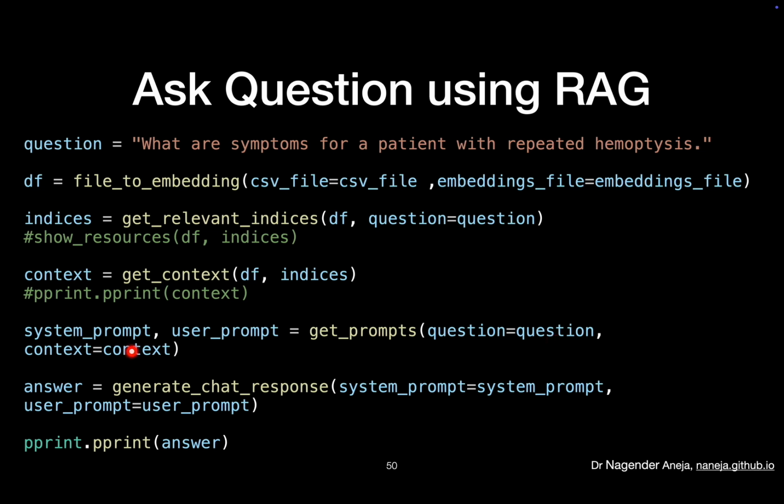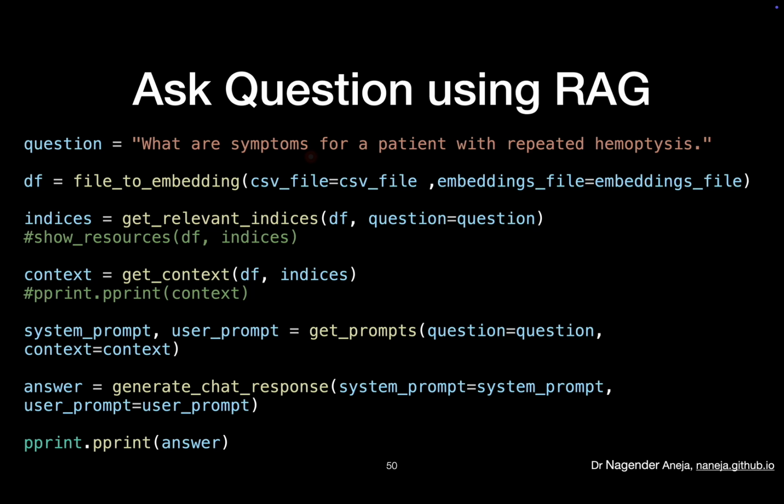So we'll pass the question, we pass the context, and it will give us the system prompt and the user prompt. This system prompt and user prompt we are giving to the generate chat response. They are converted to chat messages sent to the OpenAI chat model, and then it returns the answer, and we return the answer. So we have only these 6 steps. Of course, there is a lot behind this, but broadly you have the question, the embedding file, get the relevant indices, create the context, create the prompts, and then send these prompts to the model and get the answer.